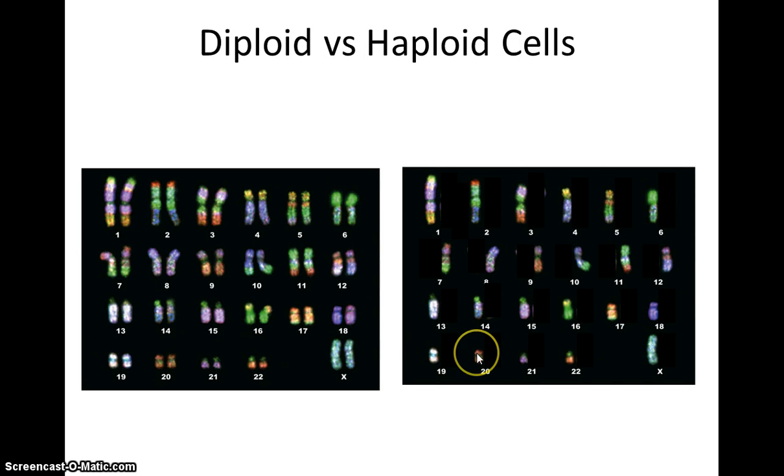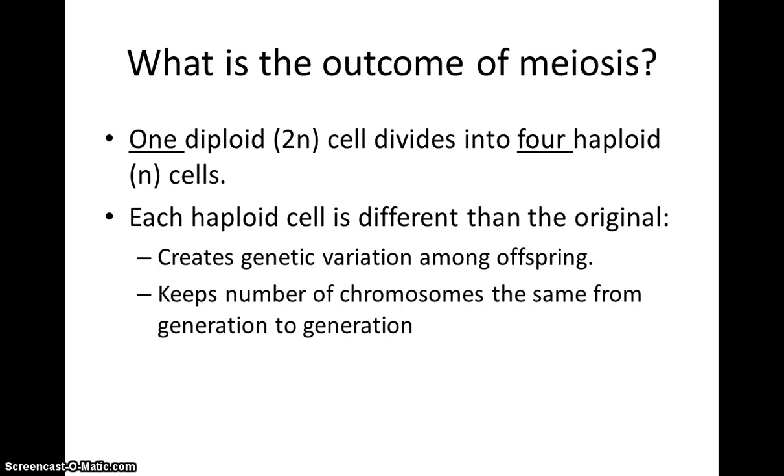So if we look at this pictorially, this is actually called a karyotype, and they can stain all of the chromosomes. You can see in a diploid cell there's a double set of all of them, whereas in a haploid cell there's only half. And just a note here, the fact that there's two X's means this is actually a female, we can tell. But again, diploid versus haploid just means the number of sets of chromosomes that you have.